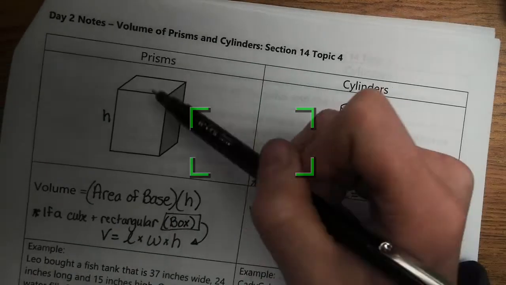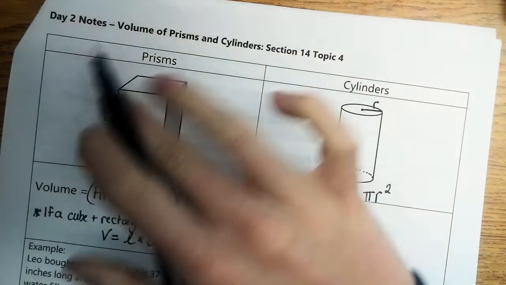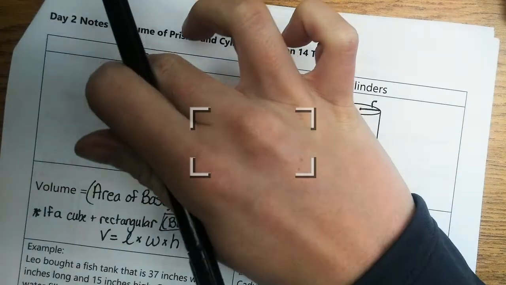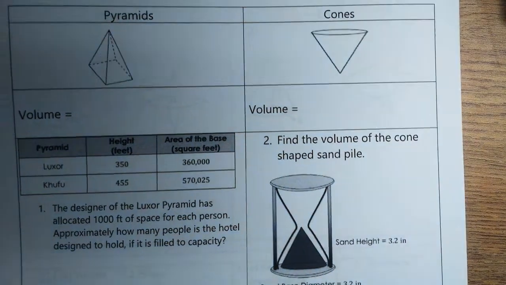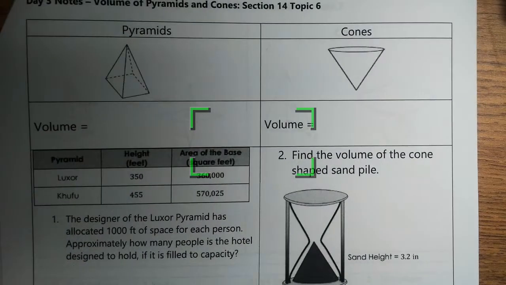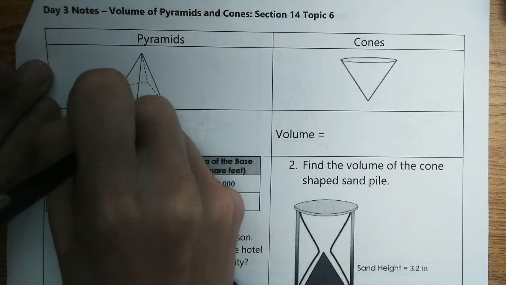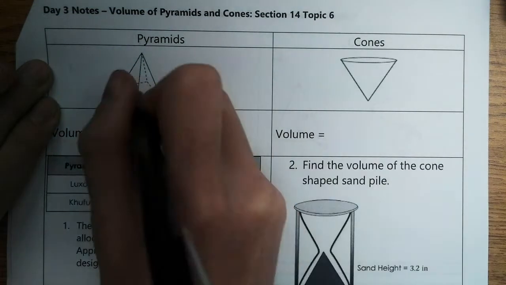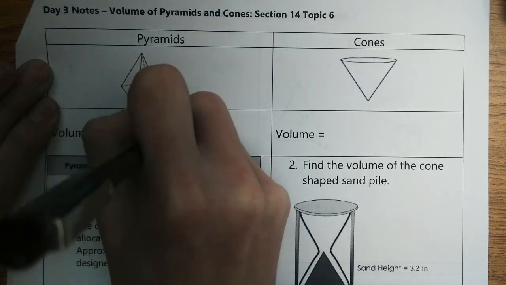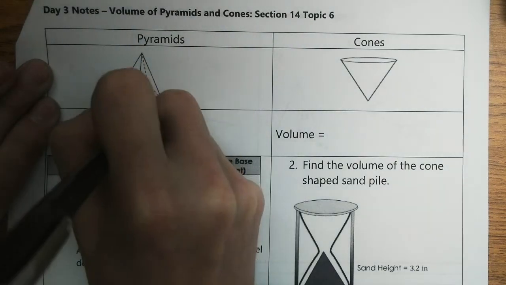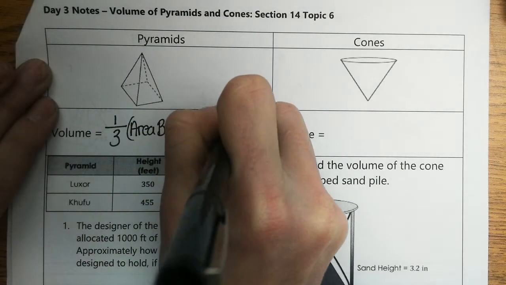Today, we take this prism and we just kind of truncate it. So we are cutting off parts of it so that it comes to a point at the top. When we do that, we take a third of the volume away. So today, if it comes to a point, the volume is 1/3 area of base times height.